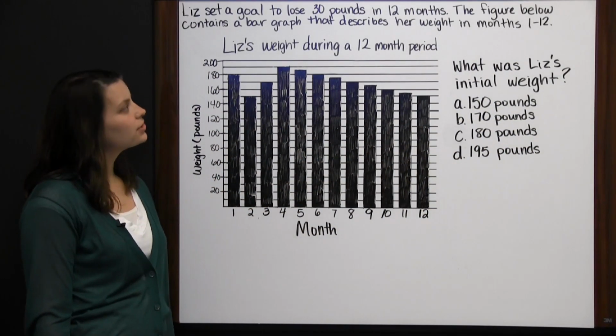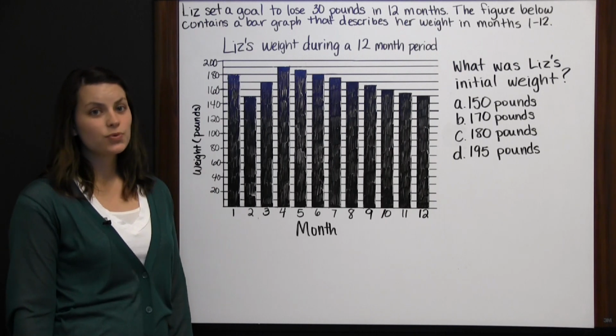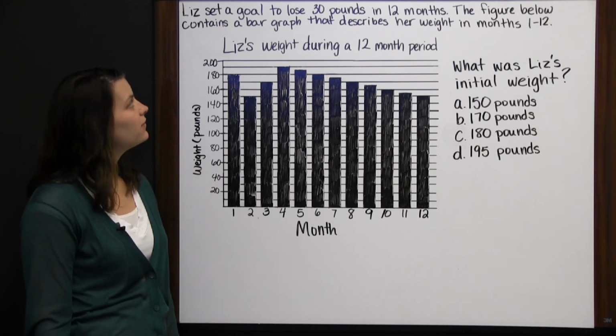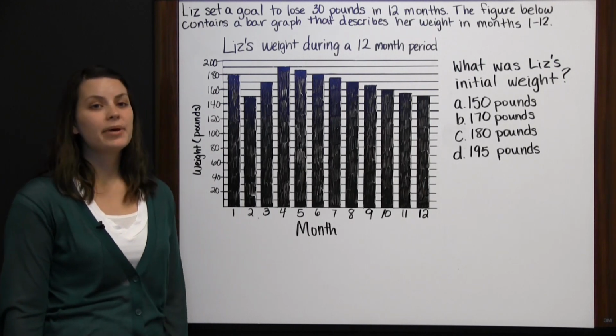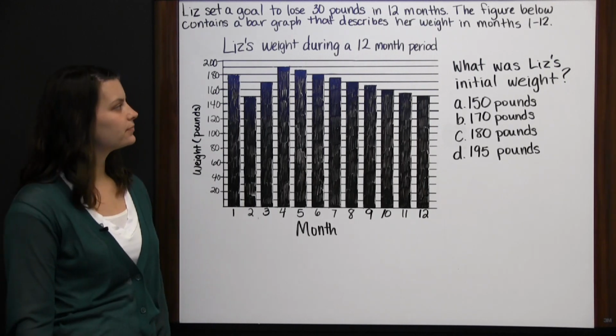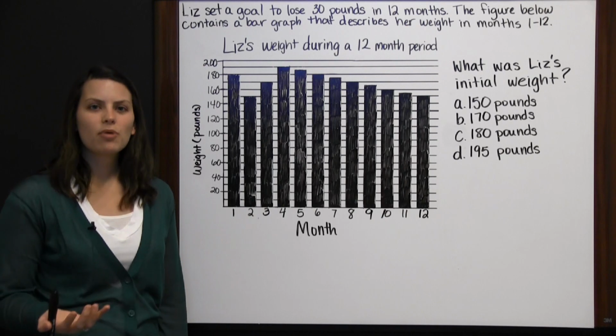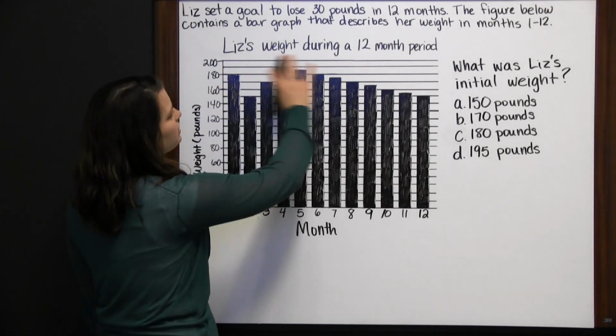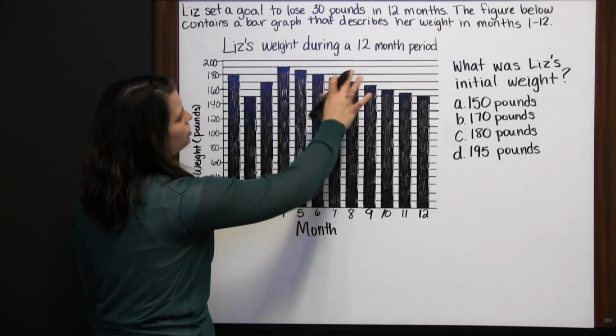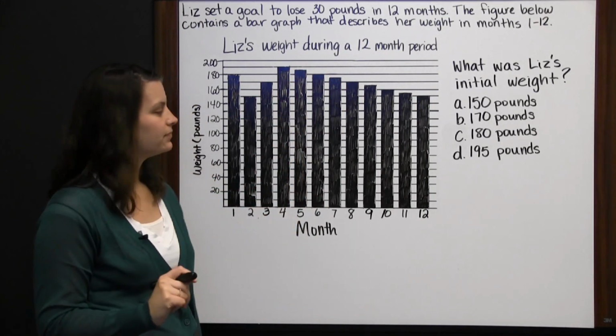Liz set a goal to lose 30 pounds in 12 months. The figure below contains a bar graph that describes her weight in months 1 through 12. First, let's take a moment to look at our graph and really study it. We see our title is Liz's weight during a 12-month period.